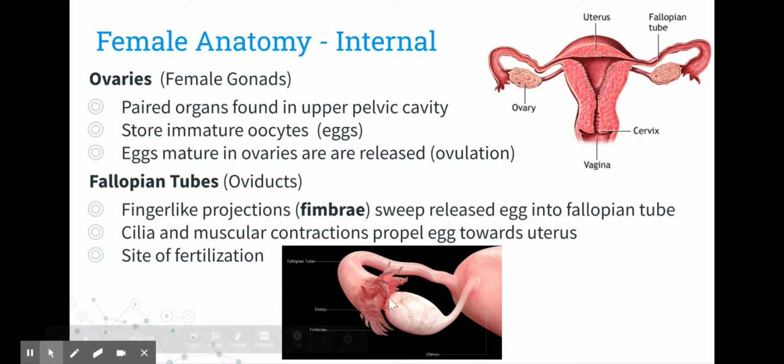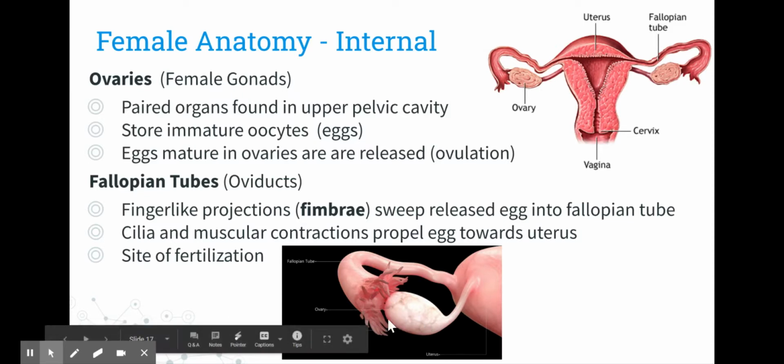And you can also see down here that it's actually not a very tight seal. The ovary releases an egg into this empty space, and those fingers try and catch it and bring it into the fallopian tube. This occurs fairly regularly, but there are occasions where an egg may drift out into the pelvic cavity, and fertilization can occur out here, which will result in an ectopic pregnancy, a pregnancy outside the uterus.